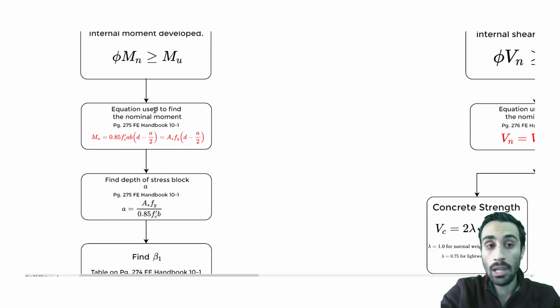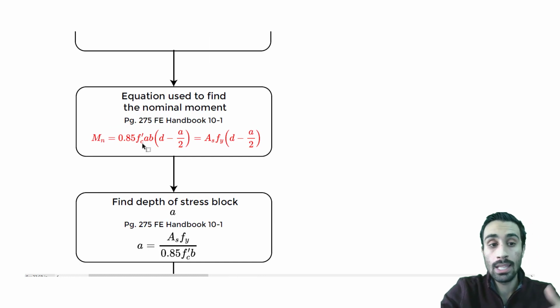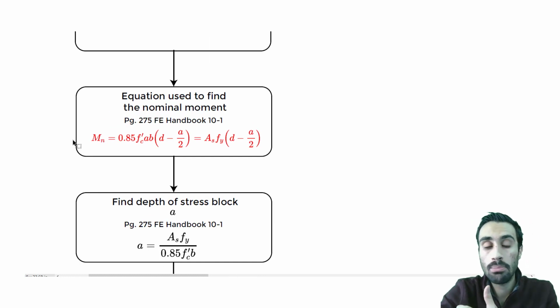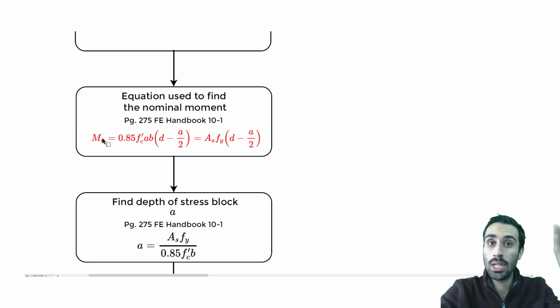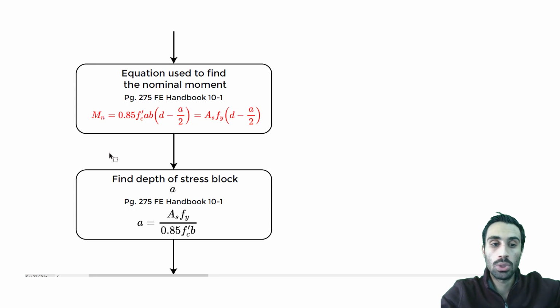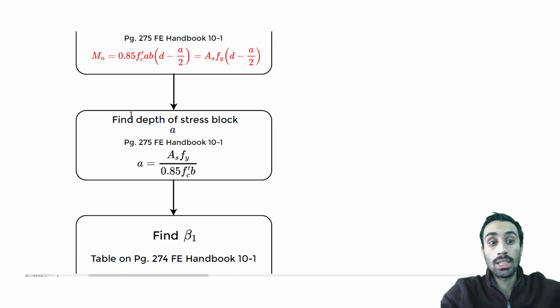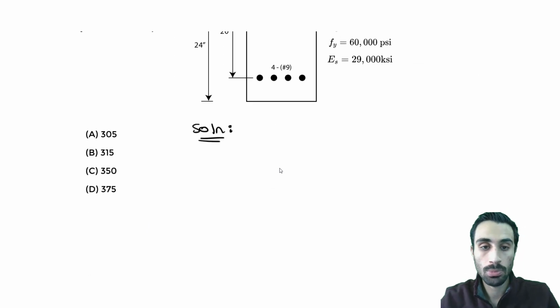This is the design. So that's an important part when you're doing design. Always check that and always make sure that's true. Then we know that the equation used to find the nominal moment is denoted in the FE handbook. We're going to apply this at the very end. So this is how we get that nominal moment, Mn. Then we just multiply it by phi to get the design moment, which is what we want to find. So then it says, okay, find the depth of the stress block, a. This is what we'll do first. So it's a plug and chug. So we're going to find the depth of the stress block.